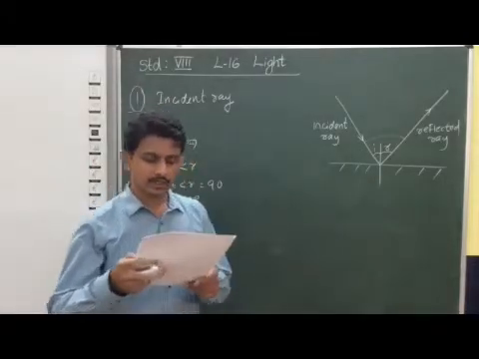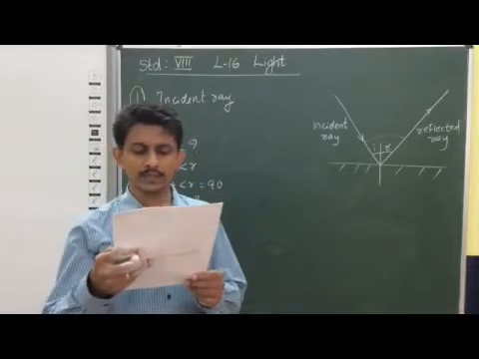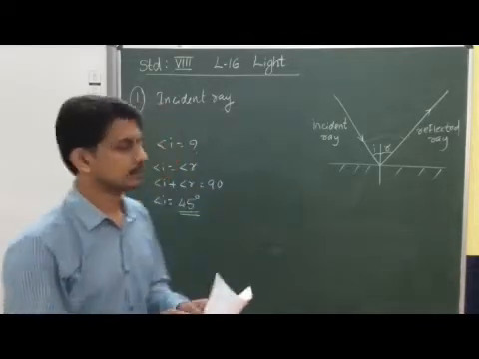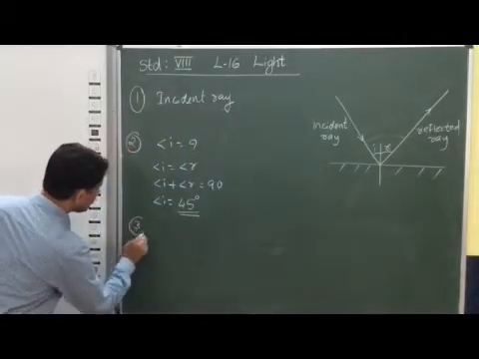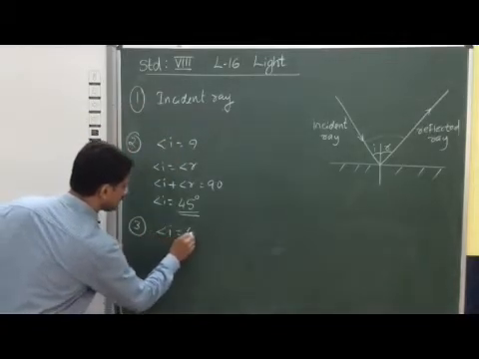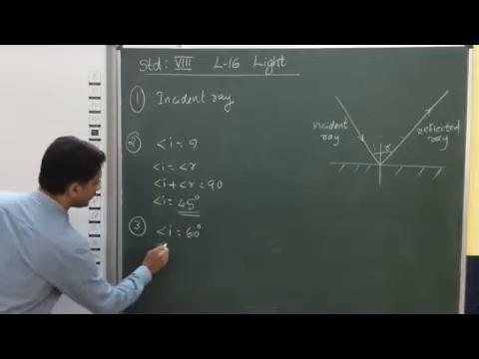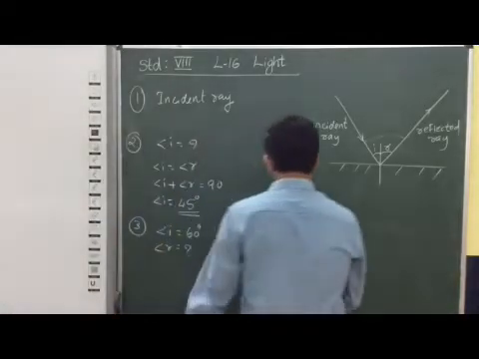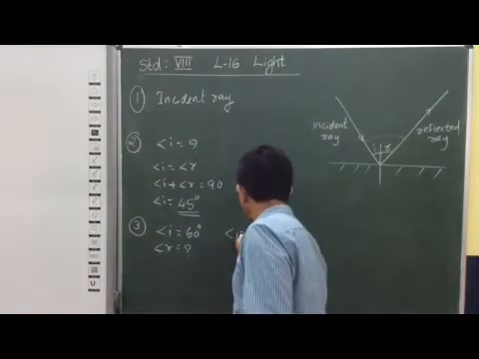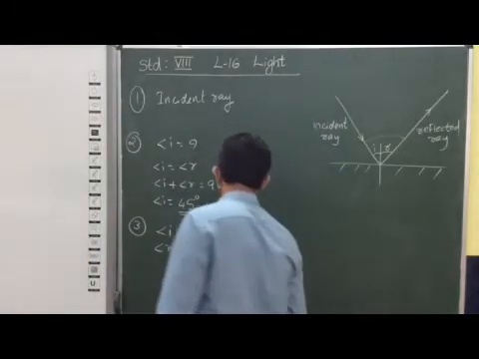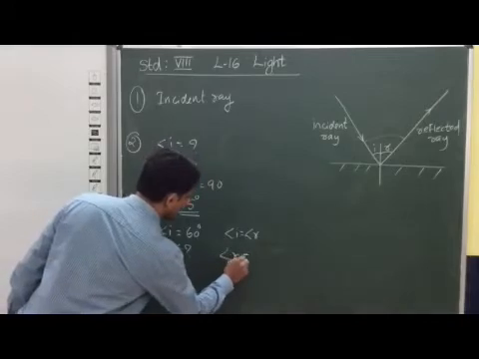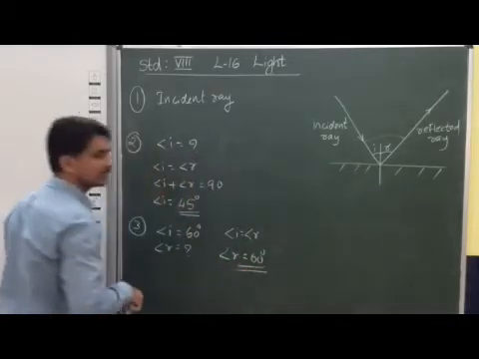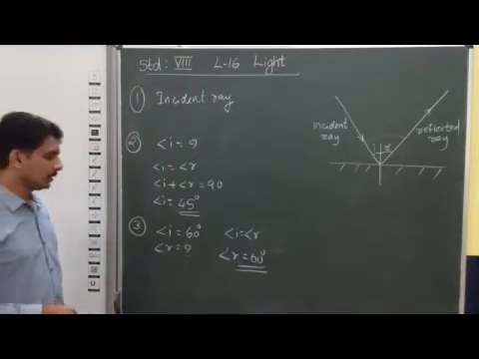Now question number 3. The angle of incidence at a plane mirror is 60 degrees. What is the angle of reflection? Angle of incidence is given as 60 degrees, so we have to find the angle of reflection. We know angle of incidence is equal to angle of reflection. So in this question, angle of incidence is 60 degrees, that means angle of reflection is also 60 degrees.